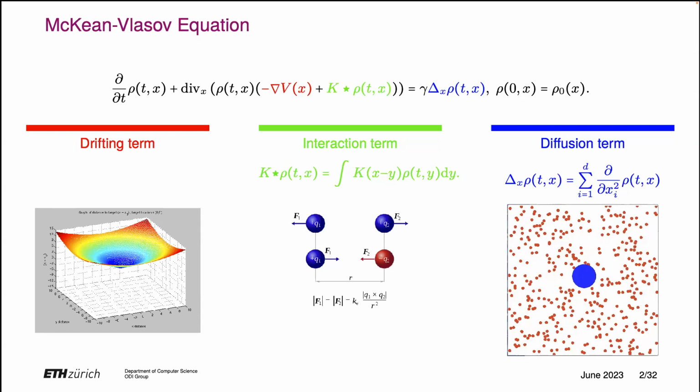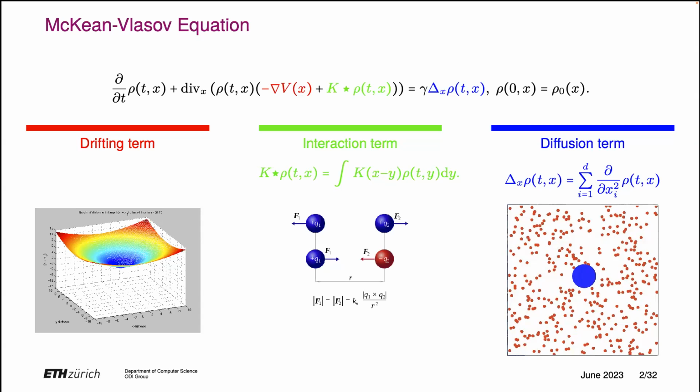In the McKean-Vlasov equation, given a known initial distribution rho 0, the time evolution of the variable density rho t x is determined by three terms: the drifting term, the interaction term, and the diffusion term. Here we take the drifting term to be determined by some gradient field, gradient V, where V is some known potential. We can extend this to a general vector field, but let's focus on this gradient field special case.